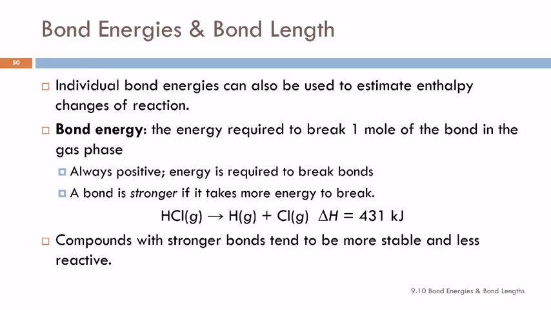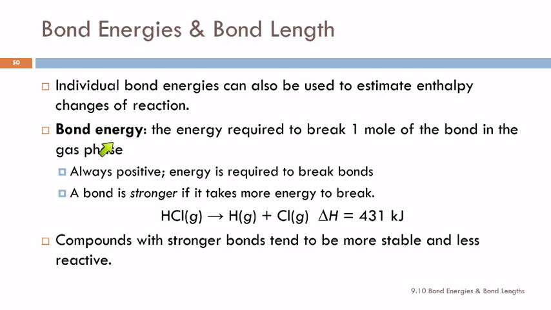Bond energies and bond length. We learned how to calculate enthalpy changes, right? I explained how to calculate enthalpy changes back in chapter 6. There's another way that we can do that. It's not as accurate, but it can be used to estimate enthalpy changes for reactions. It's not necessarily easier, but it's another way to do it. And that is by using bond energies.